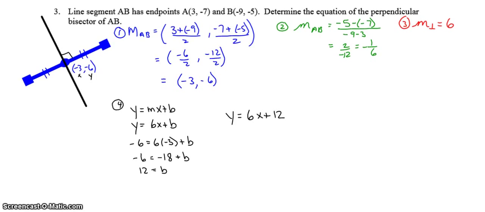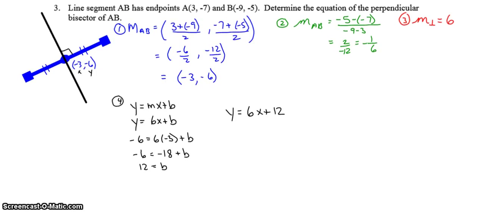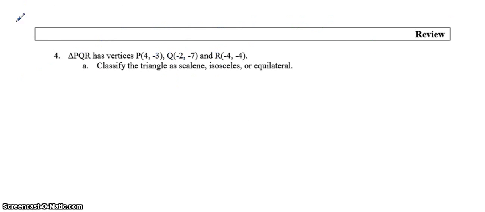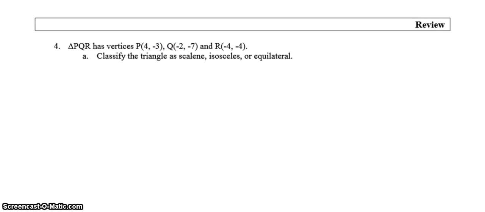Now we also did medians and altitudes, so you can take a look at your notes from Unit 1 to go over how to do the altitudes and the median. Question number 4 is you having to verify geometric properties.